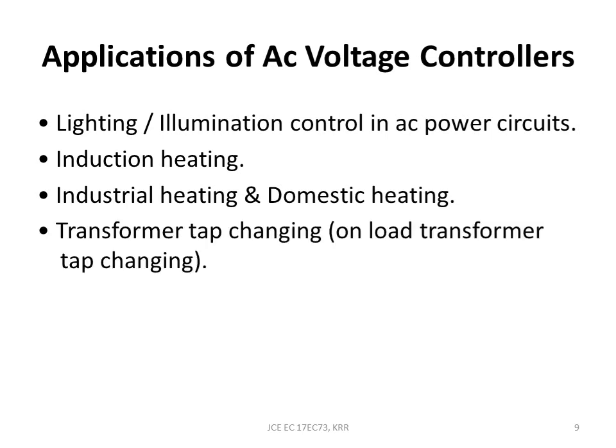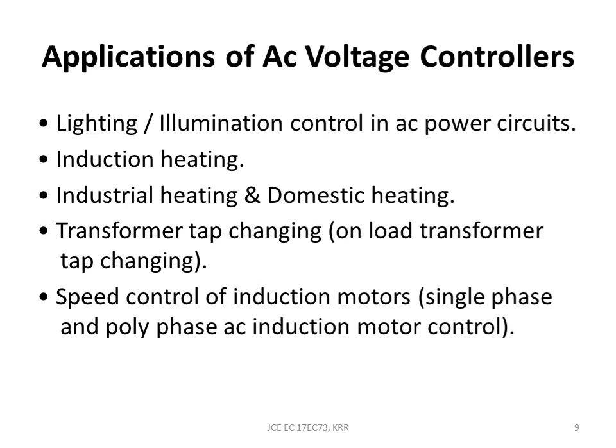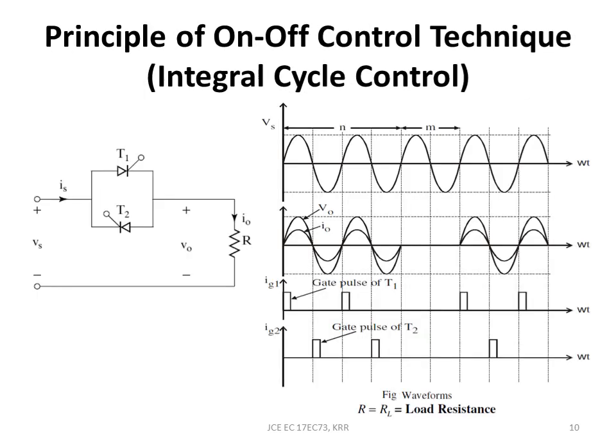using AC voltage controllers. Or we use transformer tap changing, on-load transformer tap changing. Speed control of induction motors, these are AC motors, okay, single phase and polyphase AC induction motor control. And of course, it can be used in AC magnet control. So these are a few applications where AC voltage controllers can be used.